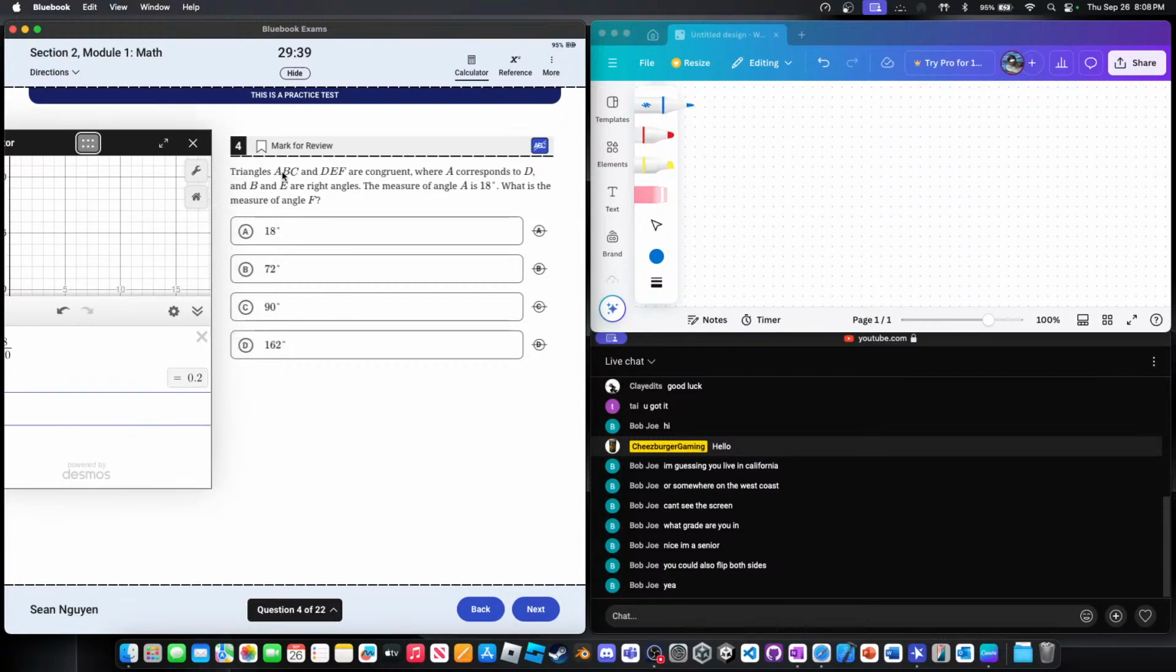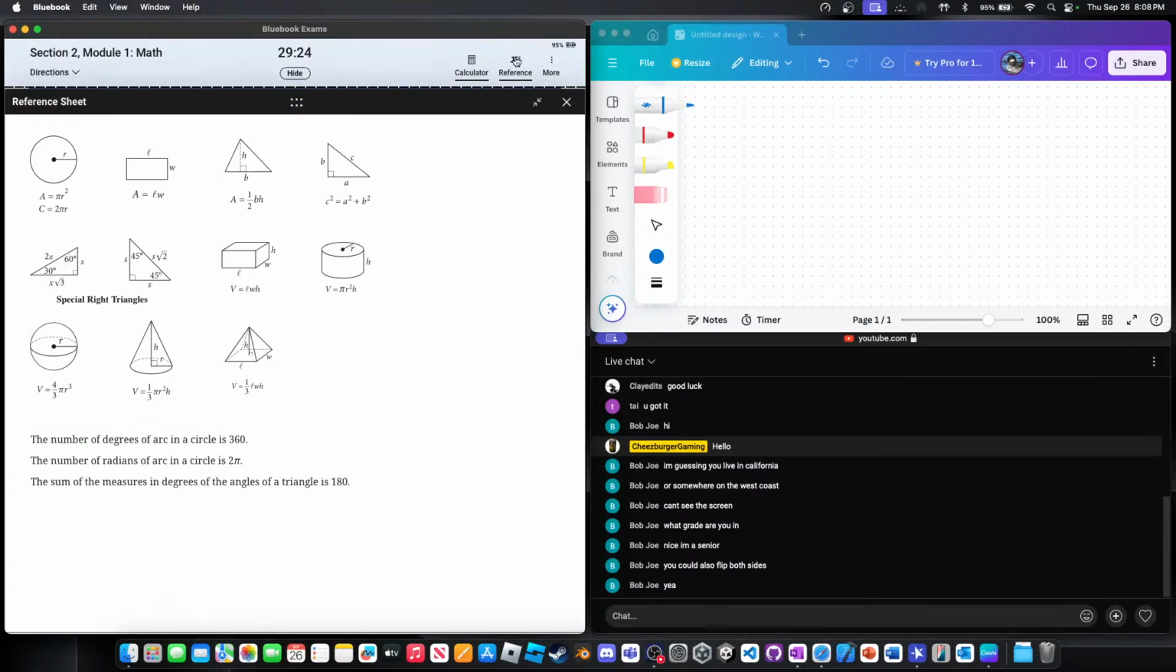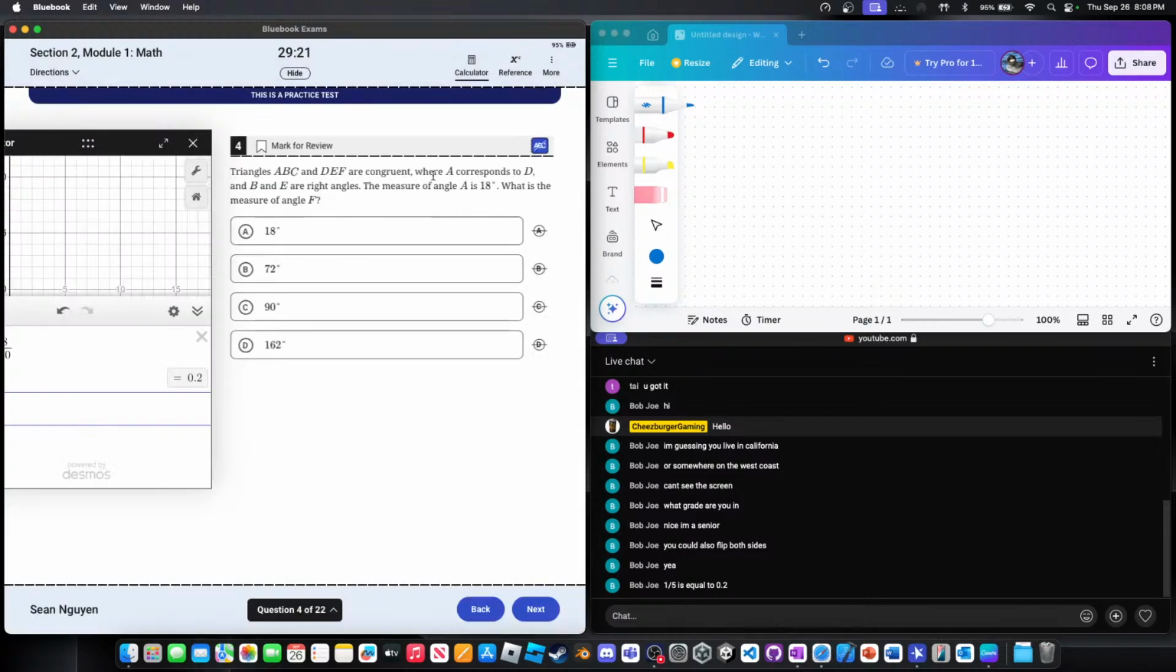Anyways, triangle ABC and DEF are congruent. Okay, so they're similar is what they're saying. I'm pretty sure that's what congruent means, right? Where A corresponds to D. Do we have the formula? Nope, we don't have that formula, unfortunately. A corresponds to D, and B and E are right triangles. So we have a 90-degree angle on both sides. The measure of angle A is 18 degrees. One fifth is equal to 0.2.